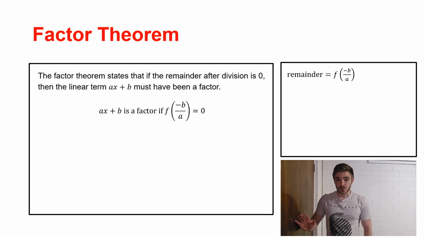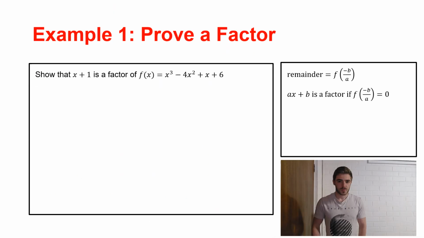The exact same thing is true for polynomials. After dividing by our linear term, we get no remainder. The remainder theorem equals 0. Let's see a few examples. The most straightforward application of the factor theorem is to just prove that your linear term is a factor of some polynomial. So all you're going to do is sub into the remainder theorem and equate it to 0, just like the factor theorem suggests.